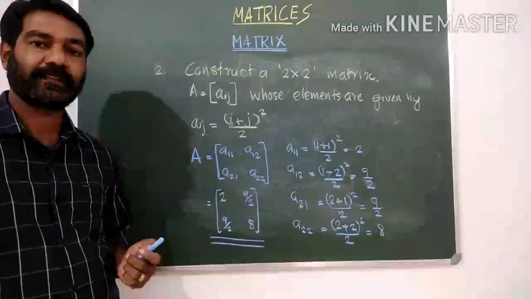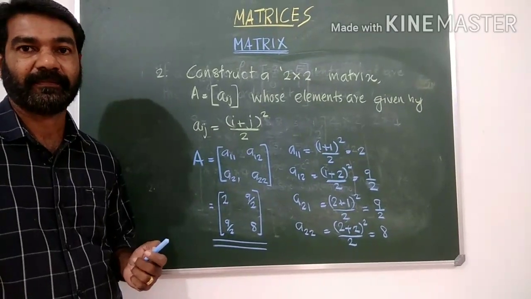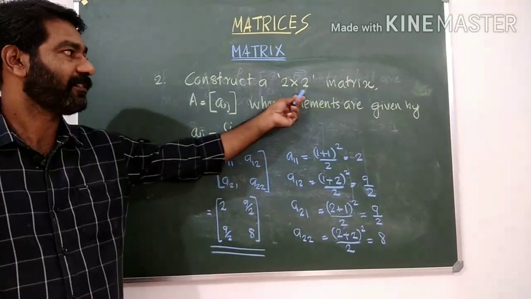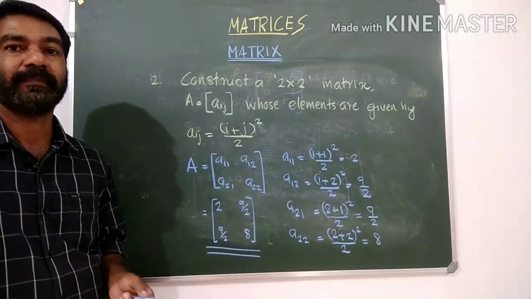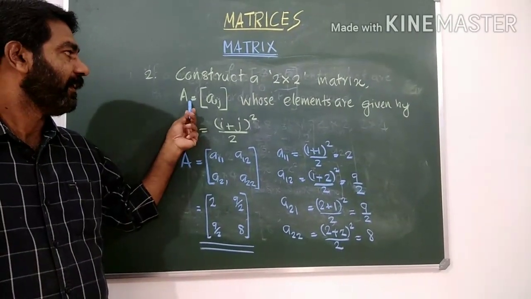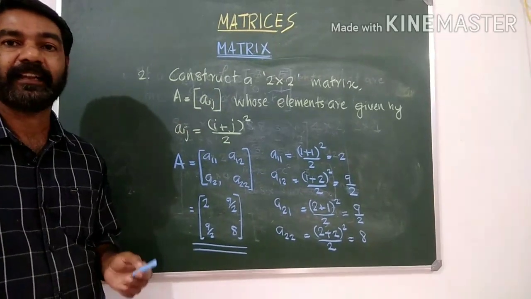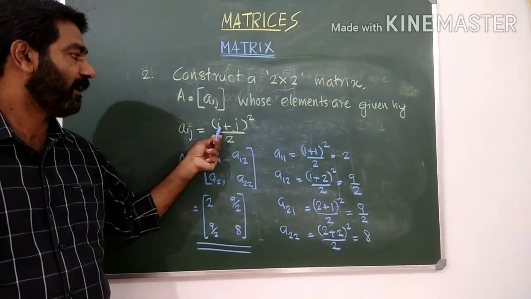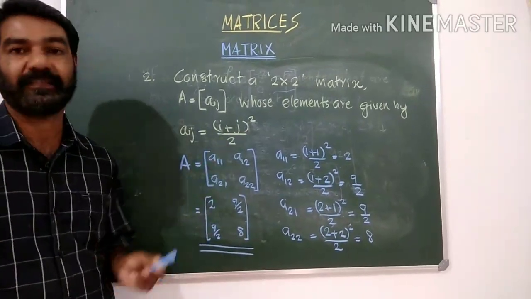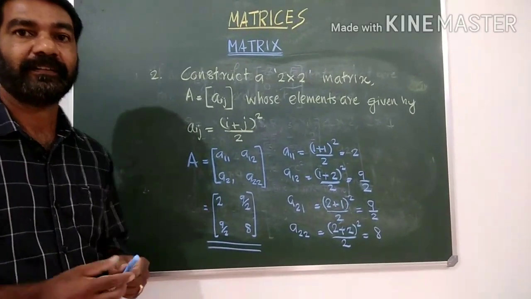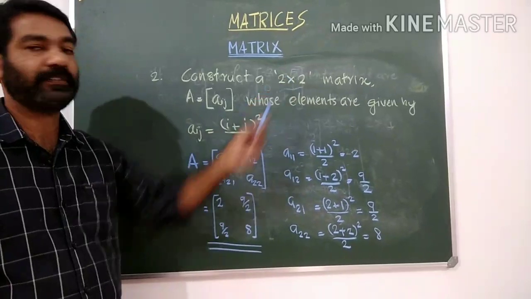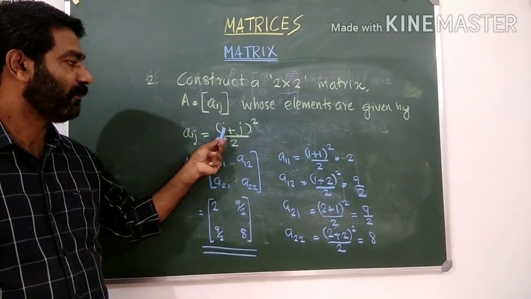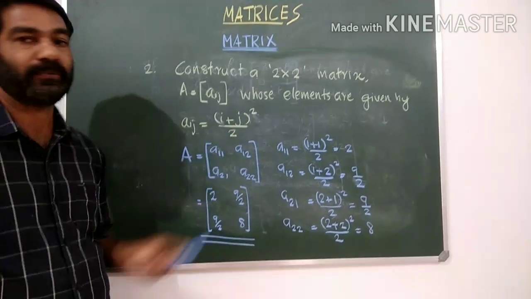Consider another problem, second problem. Construct a 2 by 2 matrix A is equal to Aij. The condition is given. What is the condition? Aij is equal to (i plus j) whole square by 2. This is the condition. We have to construct a 2 by 2 matrix whose elements are Aij is equal to (i plus j) whole square by 2.